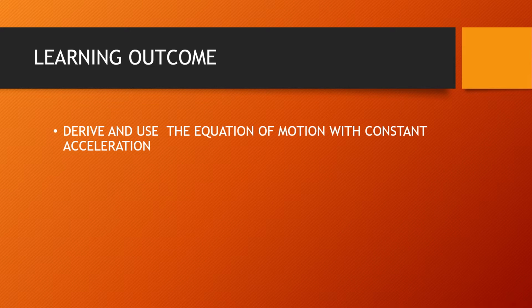Today's learning outcome, we are going to look at linear motion number 1, is to derive the equation of motion with constant acceleration. When you talk about linear motion, there are 5 quantities to describe a motion: initial velocity, final velocity, distance or displacement, time taken, and acceleration. Today we are going to derive the equations of motion with constant acceleration.